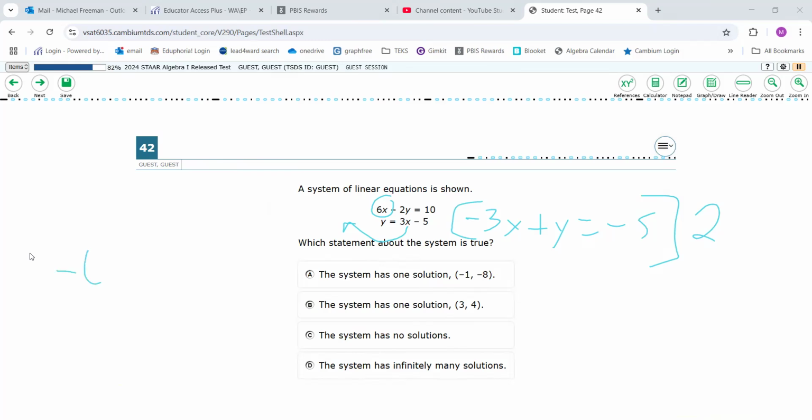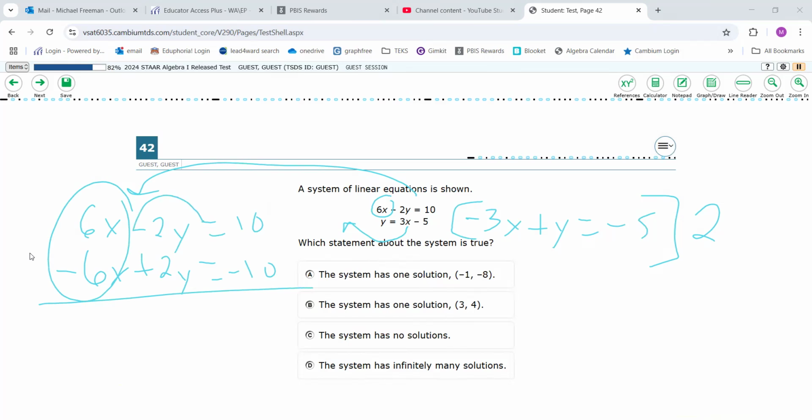So then my x is going to eliminate. Negative 6x plus 2y equals negative 10. And our original equation was 6x minus 2y equals 10. So let's see what happens. My x's eliminate, but look, my y's also eliminate. So now all I have left is 0. Well, 10 minus 10 is 0, and 0 does equal 0. So if all my variables eliminate and my statement is true, that means there are infinitely many solutions, right?